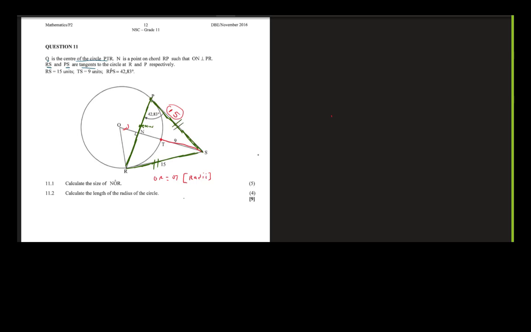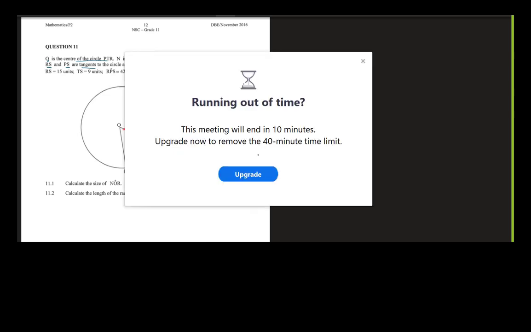PS equals RS. So remember, guys, if we have an isosceles triangle, we have sides that are equal, which means we have angles that are equal. Angle P is equal to which angle? Good. So what is it here? It is 42,83. Good. So angle R as well is 42,83.